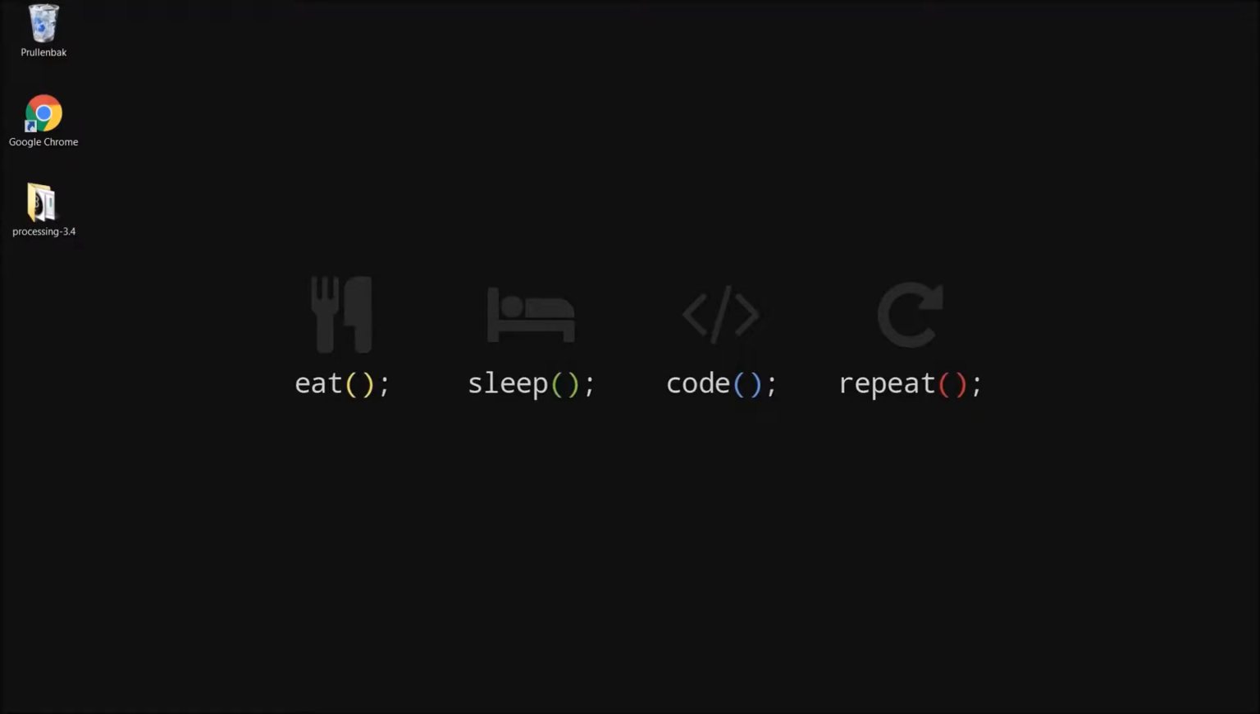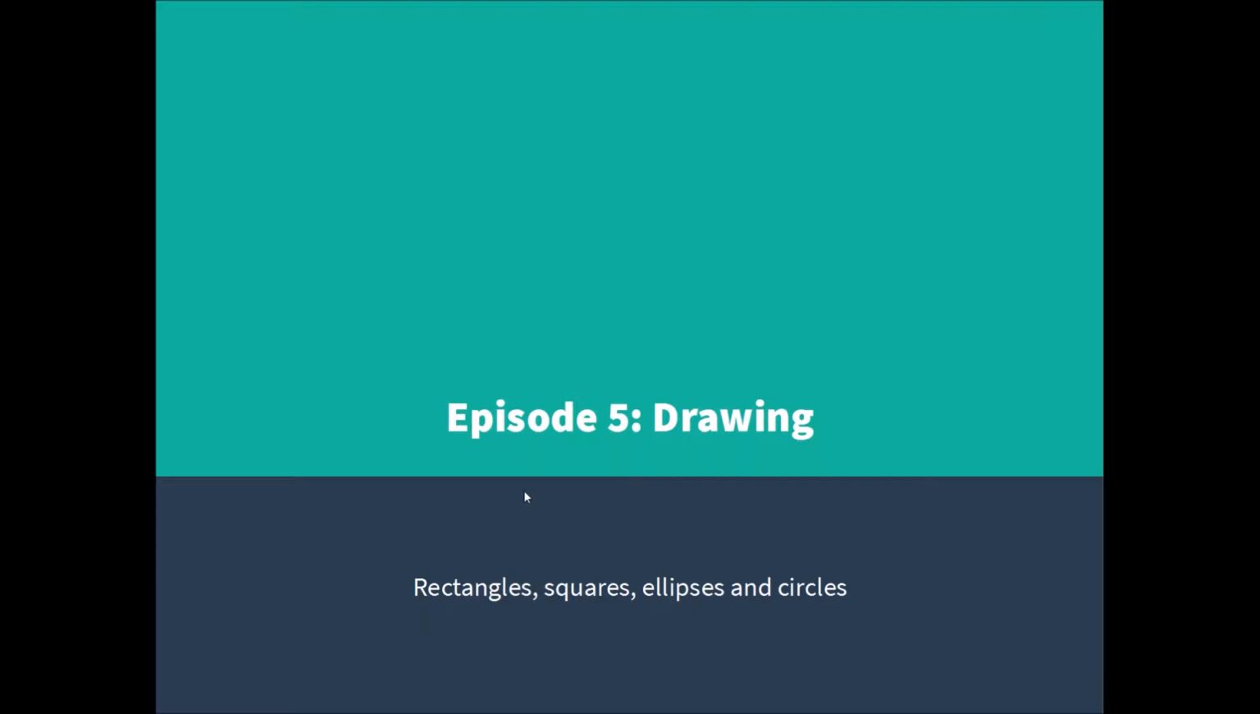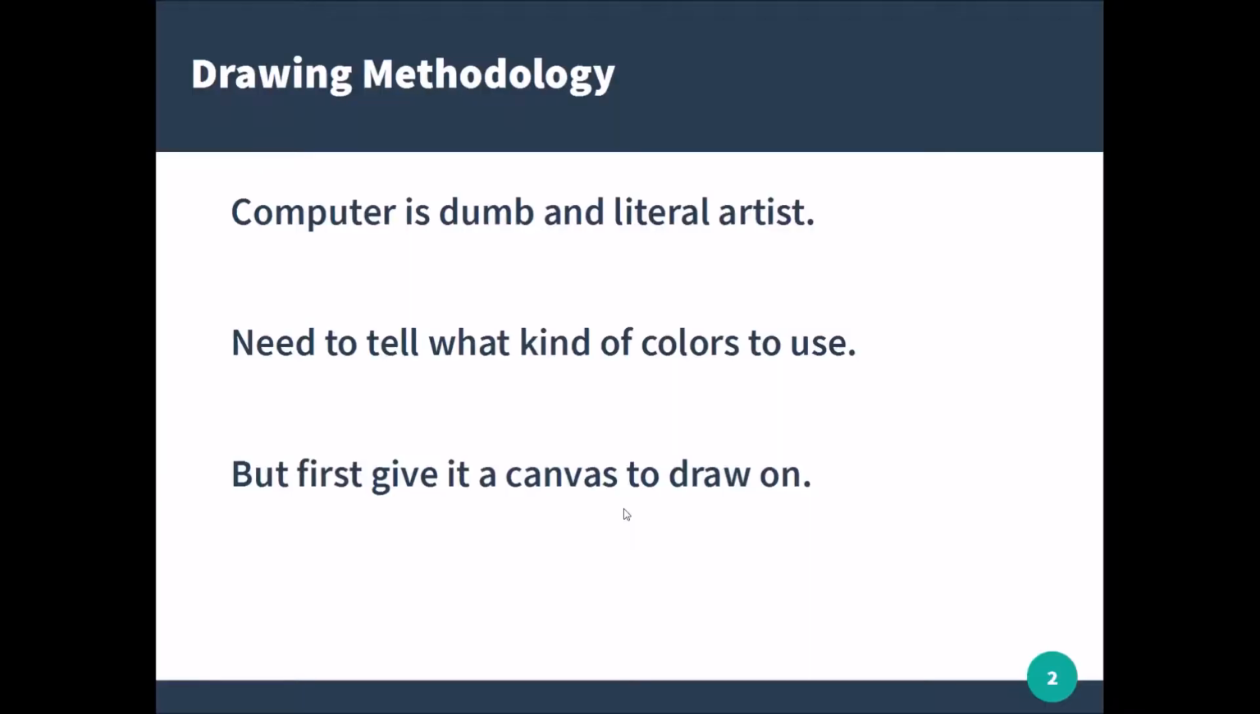Hi everyone, and welcome to the 5th episode in our Processing Programming series. In this episode, we will learn how to make the computer draw for us using basic drawing commands. Processing has a very methodical approach to drawing. You can basically think of the drawing commands as commands you give to a very dumb but very literal artist. You even need to tell him what colors to draw with.